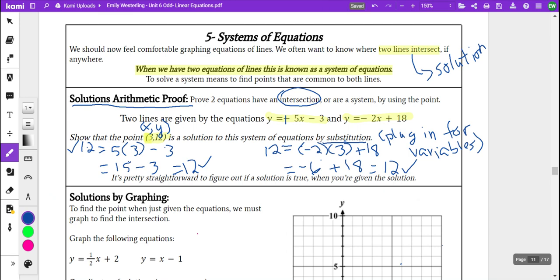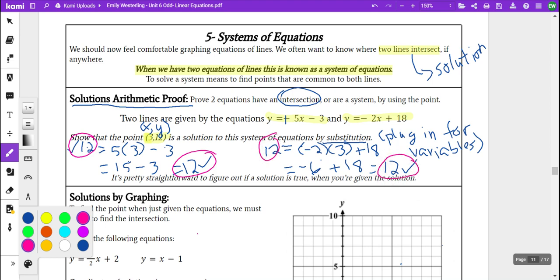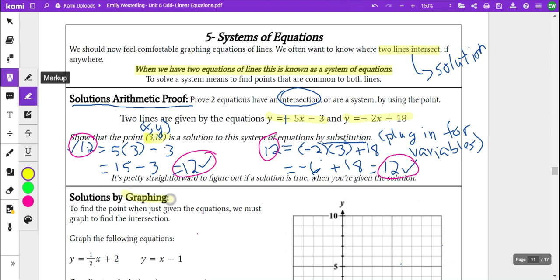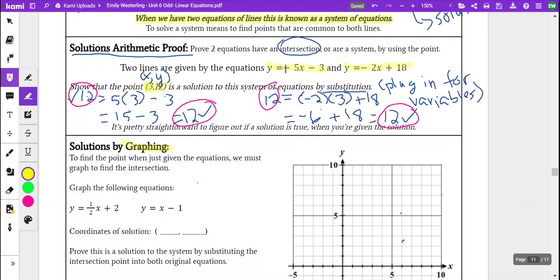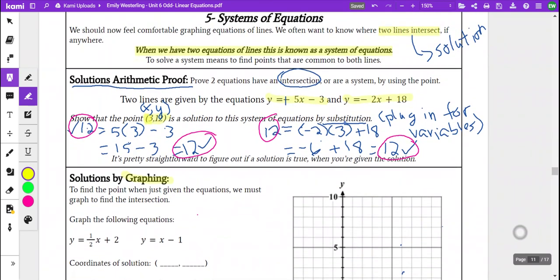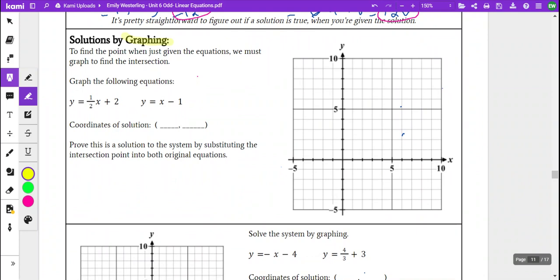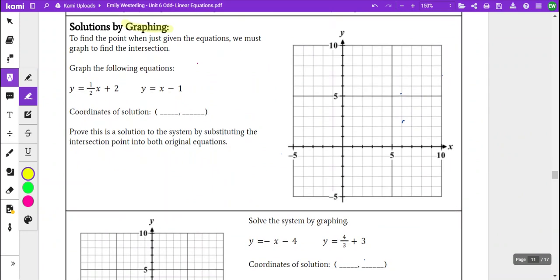You just take the values for x and y and see if the equation is true. We can see the equation is true because 12 equals 12. That's what we're trying to get to. But sometimes we're not given the point. So how do we figure out what the solution is? Well, we are going to graph. So you're going to pause or go on Google Classroom to get those notes if you're not caught up. If you just want to watch, that's fine with me too.